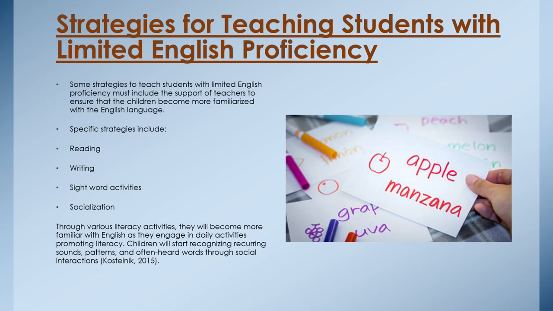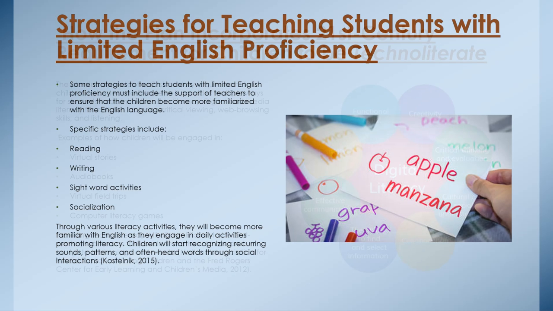Strategies to teach students with limited English proficiency must include the support of teachers to ensure that children become more familiarized with the English language. Specific strategies include reading, writing, sight word activities, socialization, etc. Through various literacy activities, they will become more familiar with the English language as they engage in daily activities that prompt literacy. Children will start recognizing recurring sounds, patterns, and often heard words through social interactions.